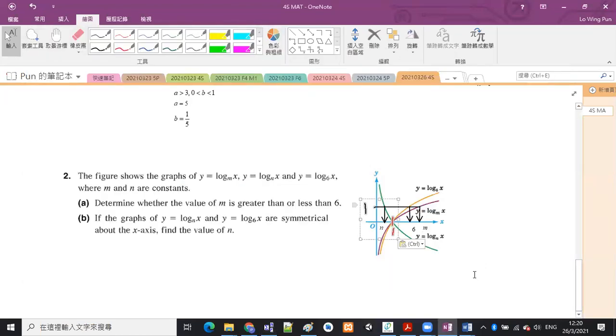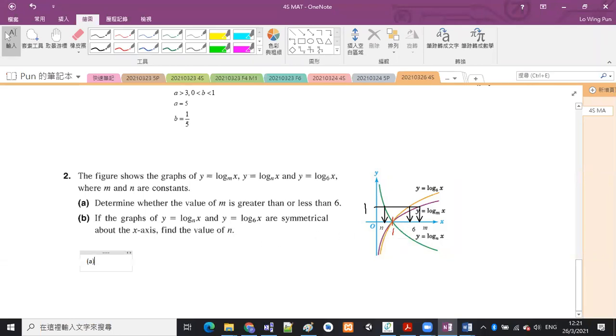Now these four numbers on the x-axis can be compared, right? m is larger than 6, 6 is larger than 1, and 1 is larger than n. Can you get this? In part A, the question asks you to determine whether the value of m is greater than or less than 6. Because m is on the right-hand side of 6, m should be greater than 6.